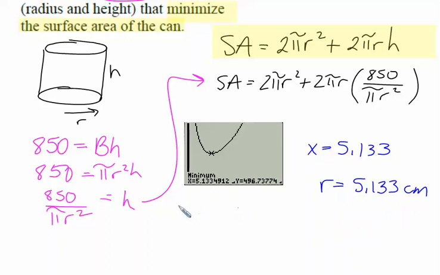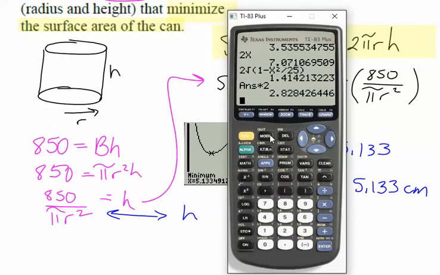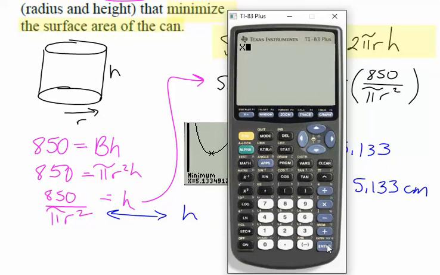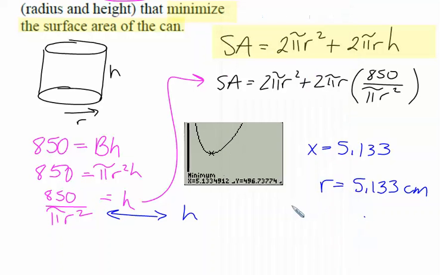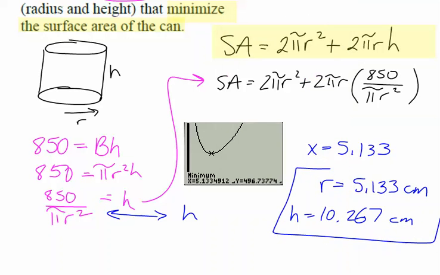And now we need to find the height of the can. To get the height of the can, we're just going to plug it in to the h expression we found, which was 850 divided by pi r squared. So we get our calculator back, we go to the home screen, we type our x. We type 850 divided by the quantity, pi x squared. Hit enter, and we're getting 10.267. So the height is 10.267, and that would also be centimeters. That would be the set of dimensions of the can having minimal surface area.